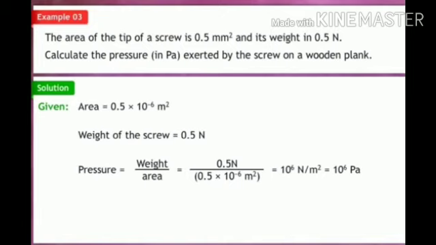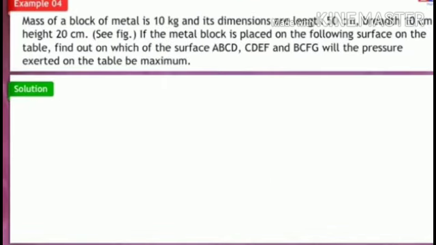Now 0.5 and 0.5 will get cancelled. If 10 raised to minus 6 goes into the numerator, it will become 10 raised to 6. That means our answer is 10 raised to 6 Newton per meter square, which is equal to 10 raised to 6 Pascal. Now example 4.